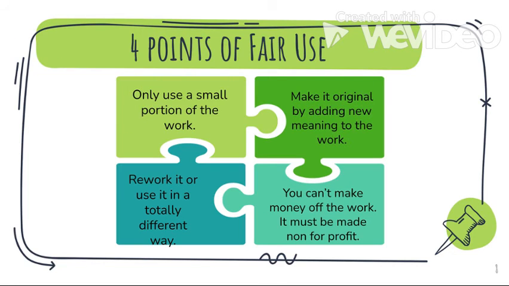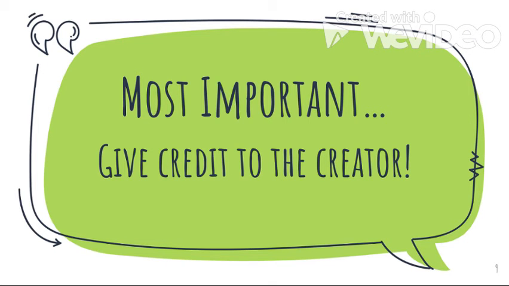Finally, we're going to discuss the 4 points of fair use. The first point is to use only a small portion of the work. The second point is make it original by adding new meaning to the work. You want it to fit your piece. Third, rework it or use it in a totally different way. And fourth, you can't make money off the work. It must be made for nonprofit. And most importantly, give credit to the creator. This is just a sign of respect and appreciation for them creating a work that you can use.